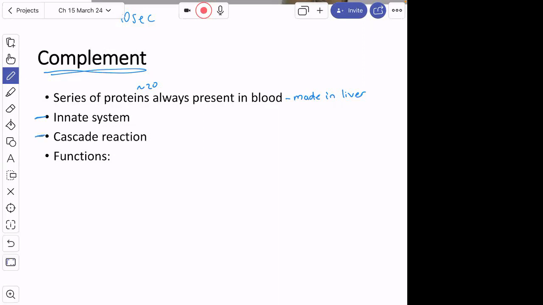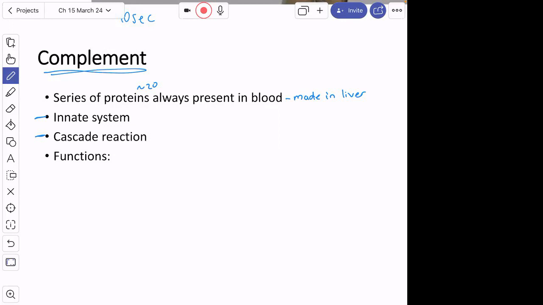And we consider it a cascade reaction. That means that one protein causes a change in the next protein, that causes a change in the next one, and the next one, and the next one. They activate each other, kind of like a boulder rolling down a hill: it hits another one, and it causes another one.